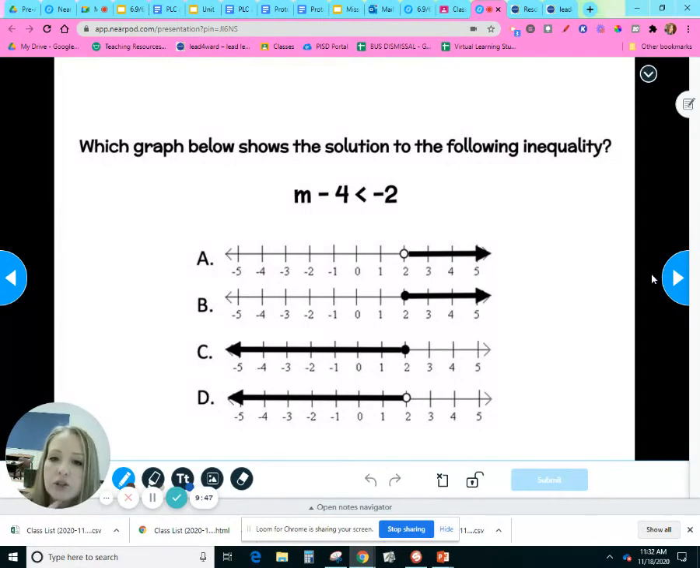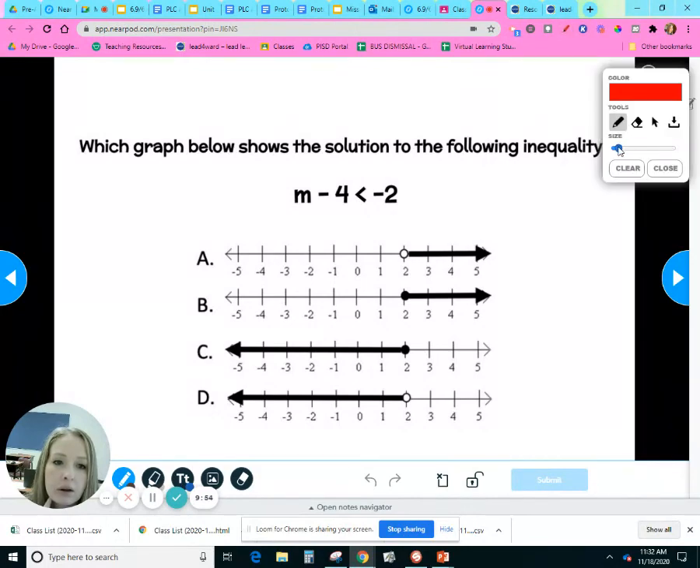This is the last question on the review. So it says, which graph below shows the solution of the following inequality? So I'm going to solve it by doing the opposite thing that it shows. I'm going to get rid of the -4 by adding 4 to both sides. That's going to leave me with just m on that side. m is less than, and then here we have different signs. Different signs, we find the difference, which is 2, and there's more positives. So m is less than 2.